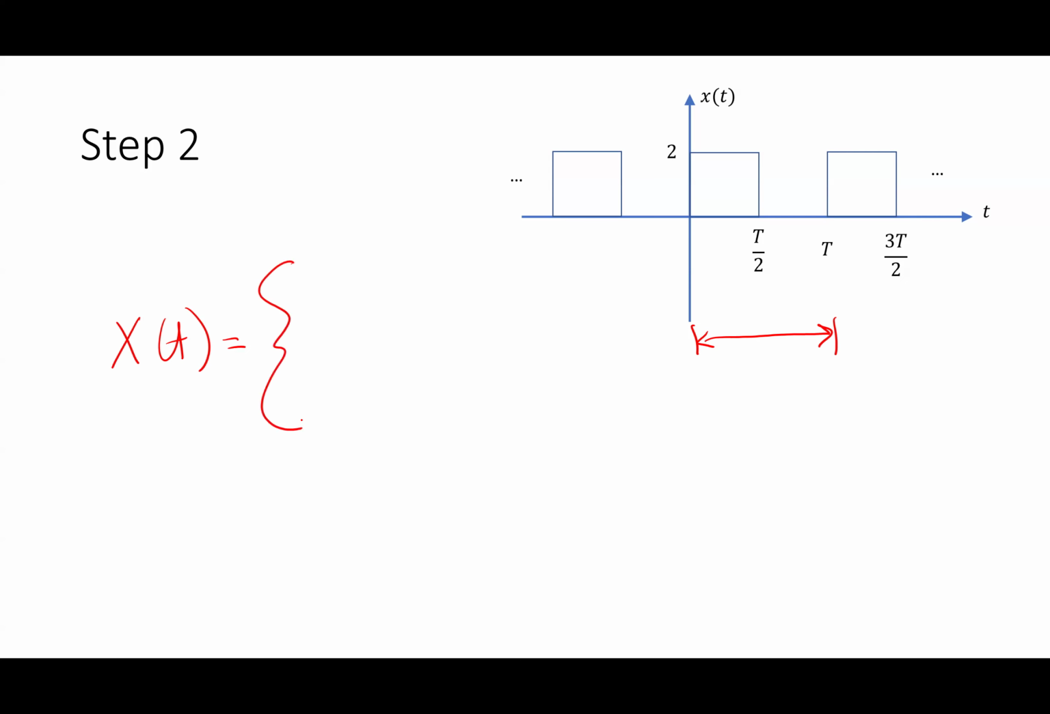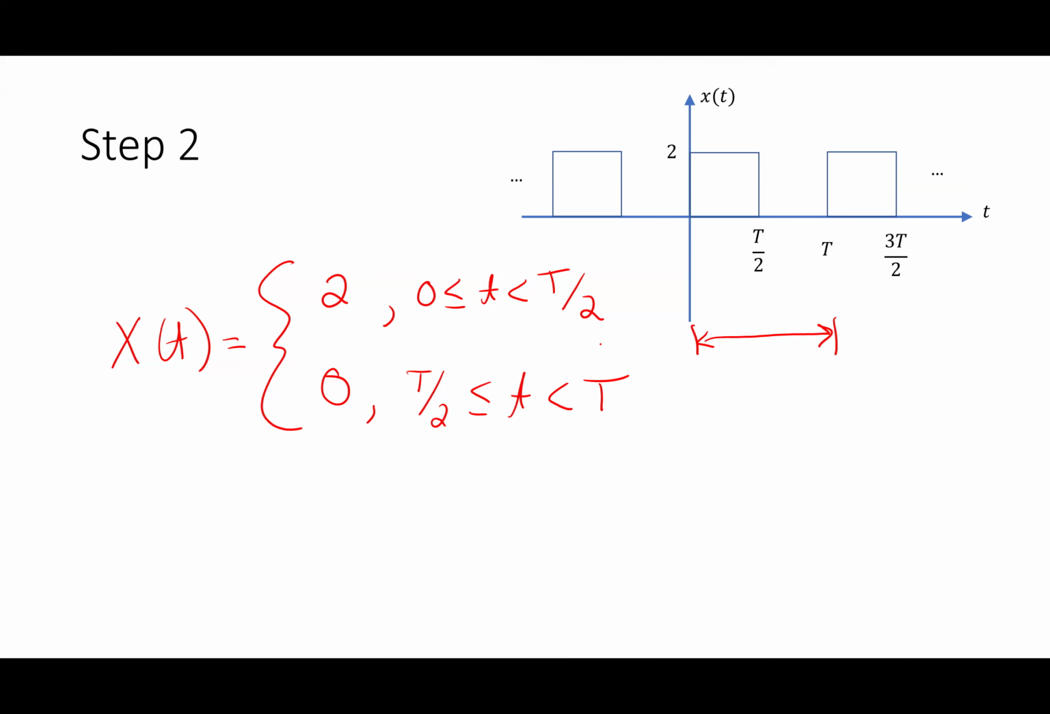How would I define that here? It's 2 from 0 less than t to T over 2, and then it's 0 from T over 2 to T. That's the function I'm going to integrate over. So I have to define what that function is. Then I can do the integrals. Step 3 is then to do the integral. Let's at least set that up.